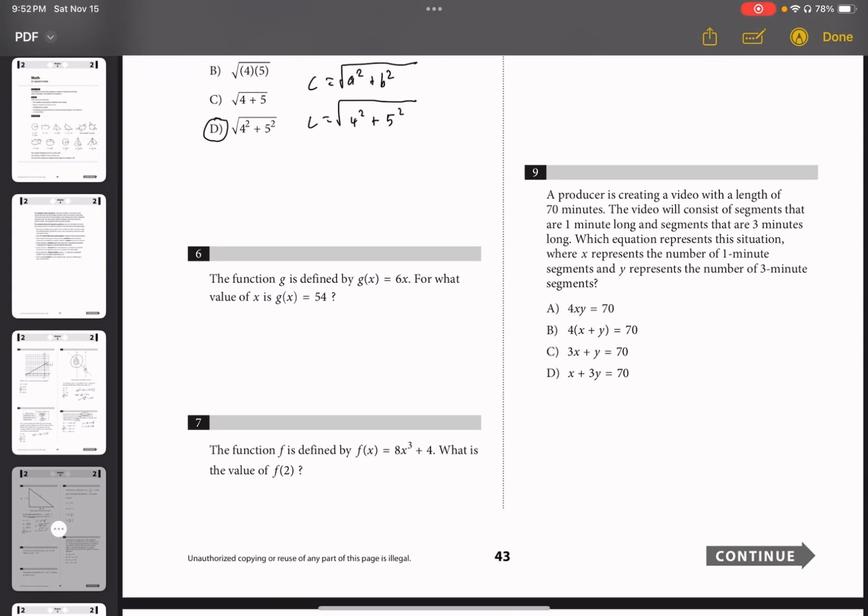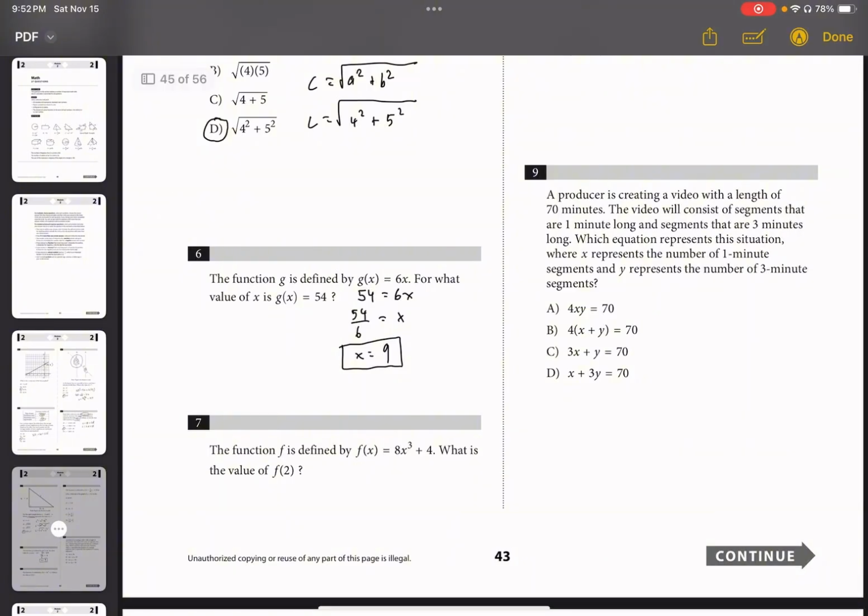The function g is defined by g of x is equal to 6x. For what value of x is g of x equal to 54? So we can simply set g of x equal to 54 and then solve for x. So x is going to be equal to 54 divided by 6, so x is equal to 9.